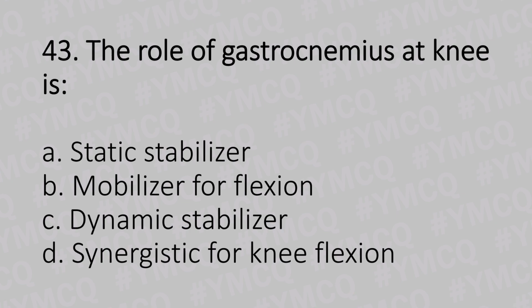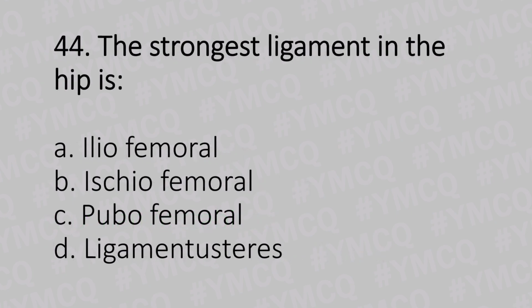Moving to our 43rd question, the role of gastrocnemius at the knee joint is option A, static stabilizer. Option B, mobilizer of the flexion. Option C, dynamic stabilizer. Option D, synergetic for knee flexion. And the answer is option C, dynamic stabilizer.